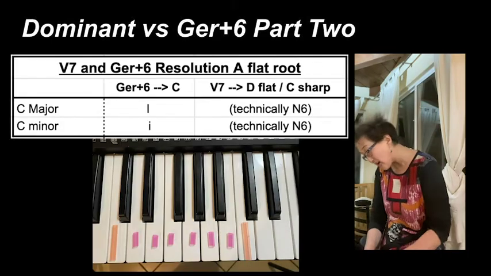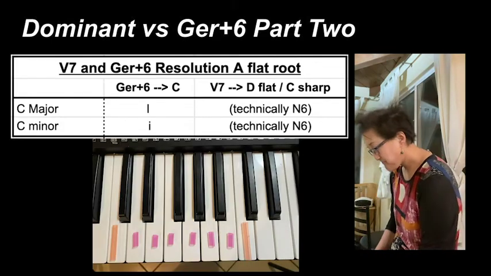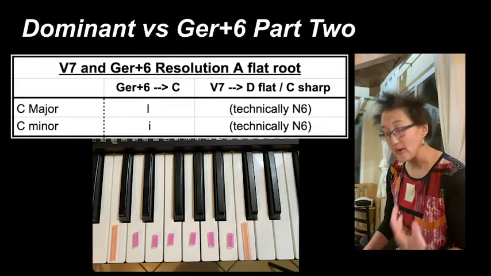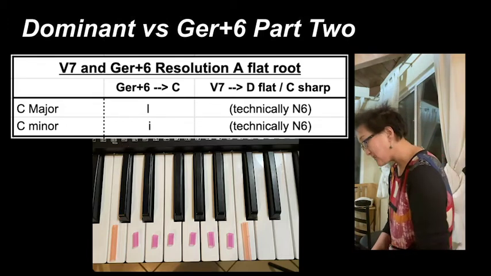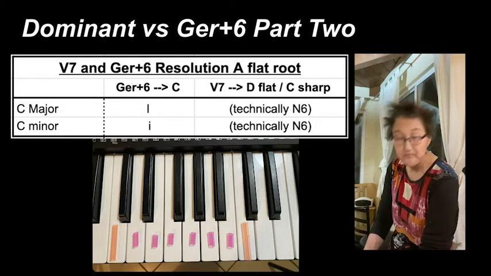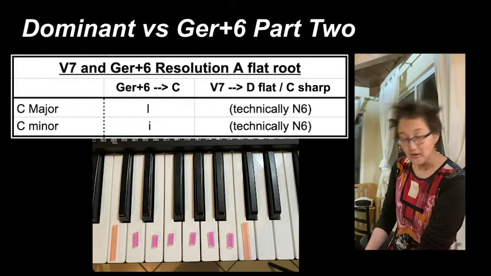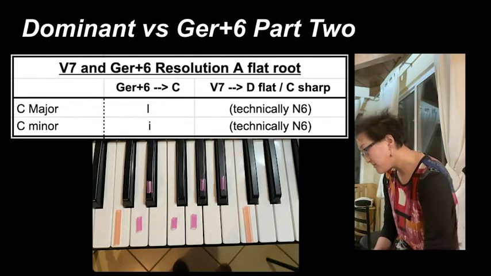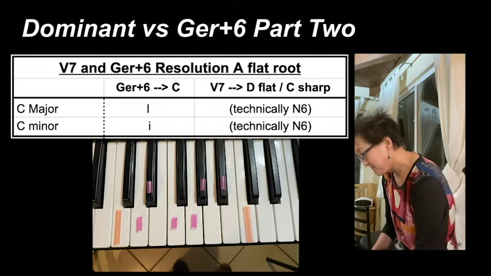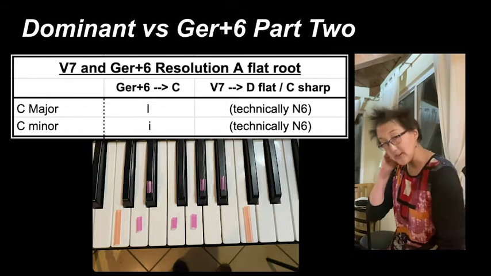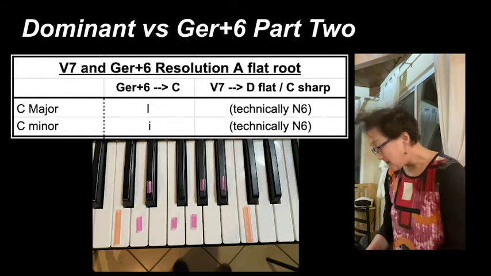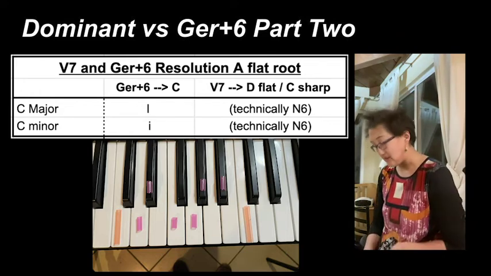All right, so if we start with C major, there is a C in there, there is no D flat, so therefore the resolution that we'll have is a German to a C major. Now C minor. Once again, there's no D flat, there's only a C, so we're going to have a German going to the C minor.